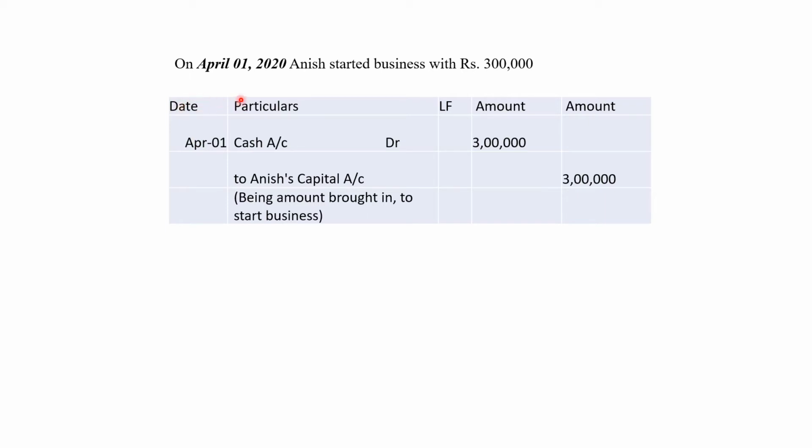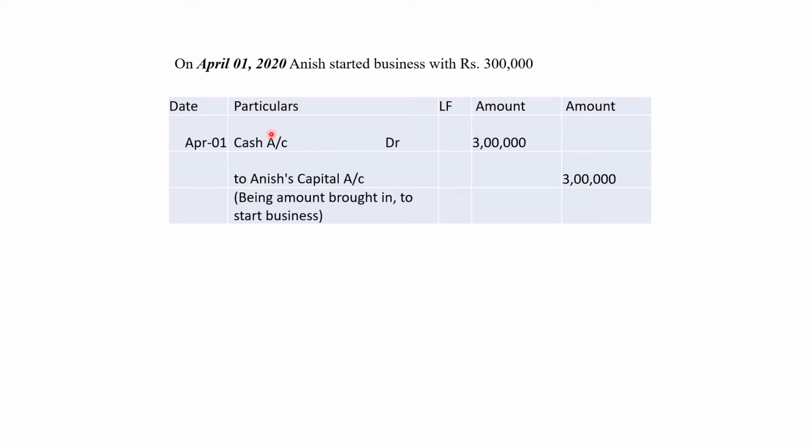You have the date when the transaction is happening, as written over here. Date is 1st April, as you can make out, and particulars, which are the accounts which are affected. We shall come back to this shortly. LF stands for ledger folio, as in which page of the ledger would these accounts be reflected in, right? And amount, what is the amount which is debited over here and what is the amount which is credited over here. These are the debit column and the credit column over here.